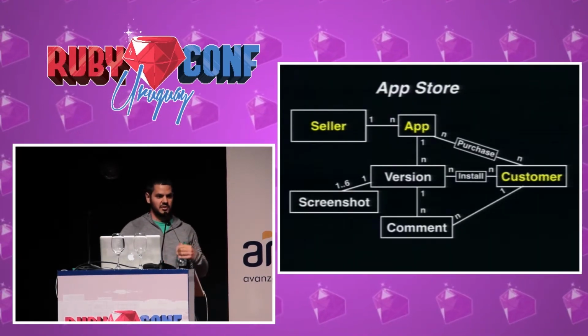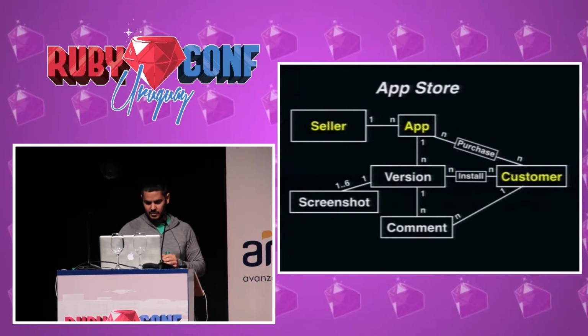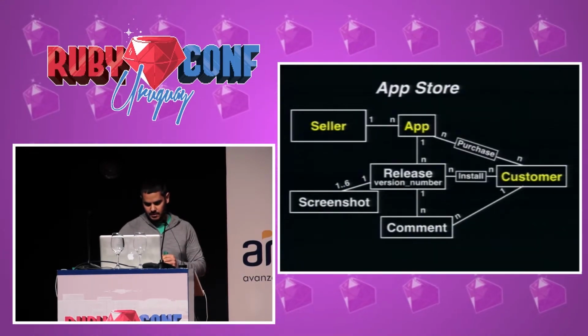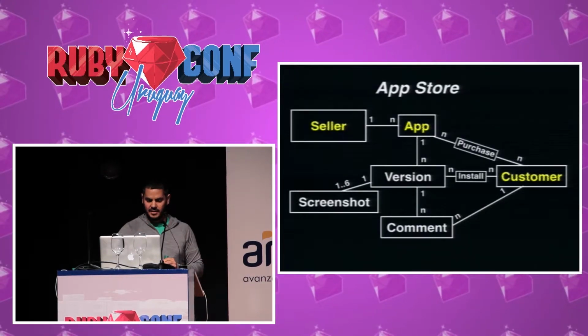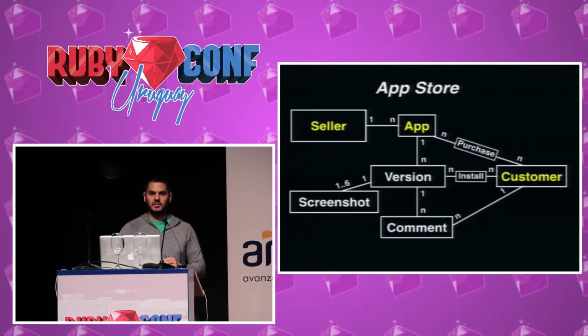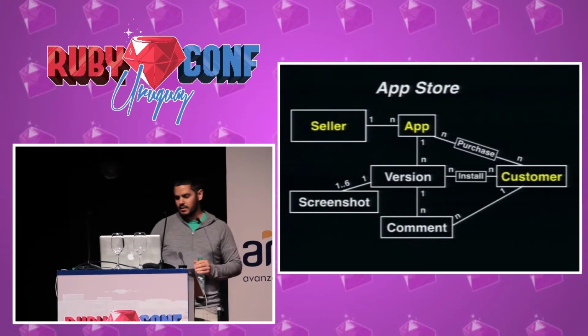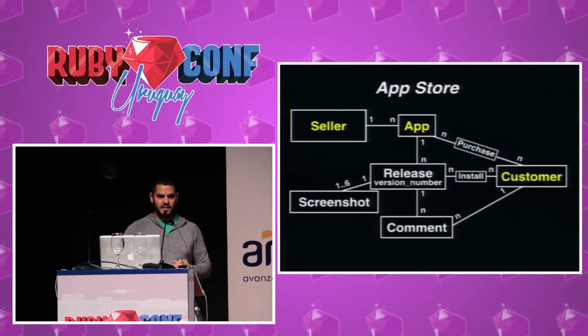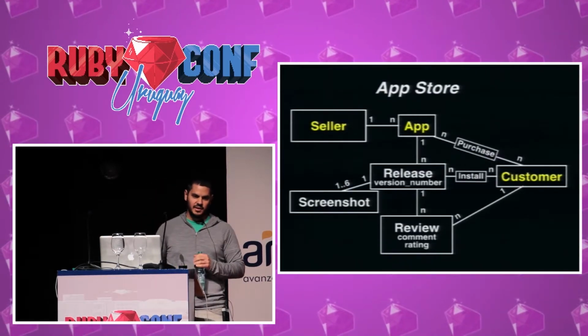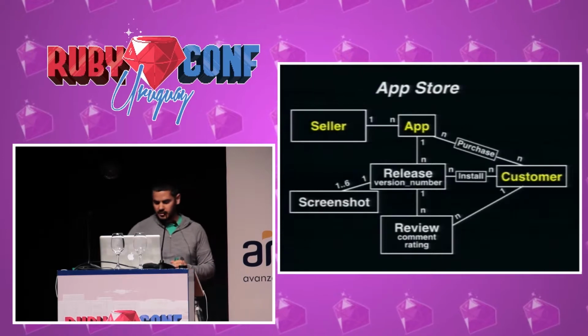We're going to go through this discussion some more. I'm going to speed through a couple of things. So the version, it doesn't feel like that's the right word either. Version is really just an attribute on a release. So maybe this should be called release. And comment isn't really a comment because there's also a rating, and it's more complex than that, so we're going to call it a review.